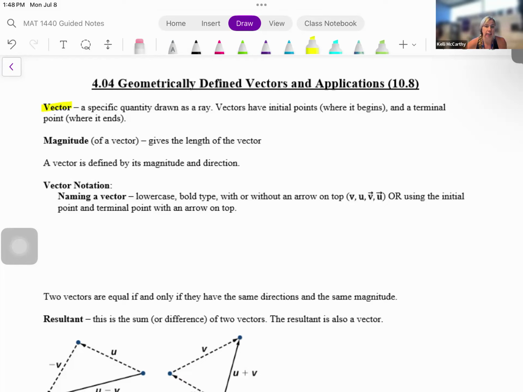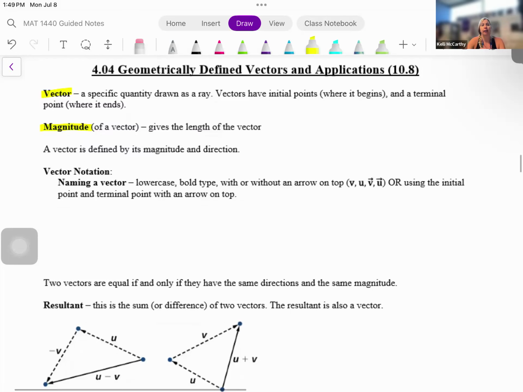A vector has an initial point, so where it starts, and a terminal point where it ends. We will talk about the magnitude of a vector, and that gives the length of a vector. And we define a vector using both its magnitude and its direction.